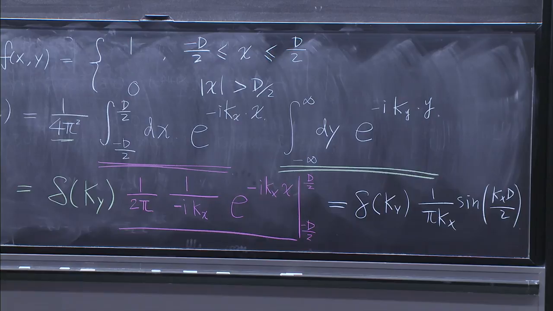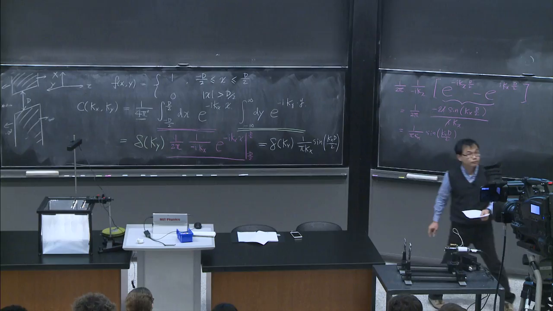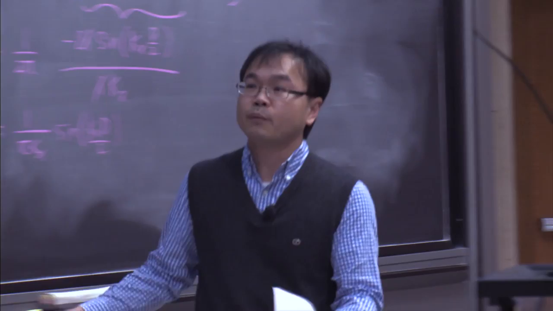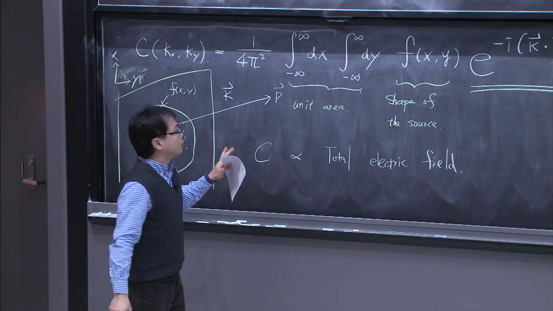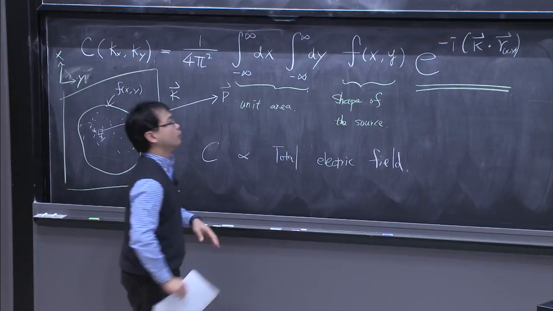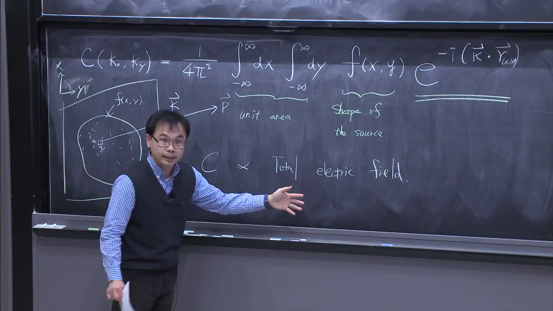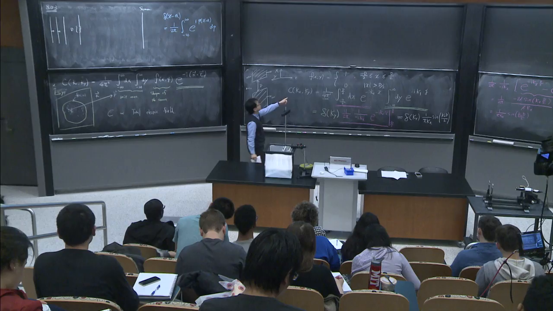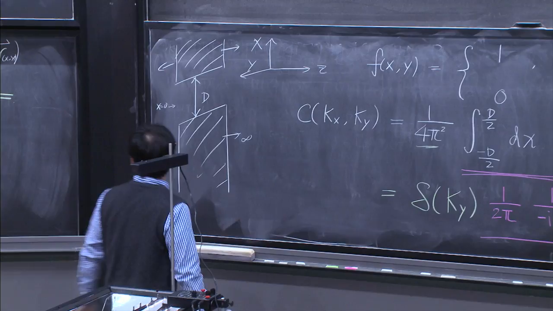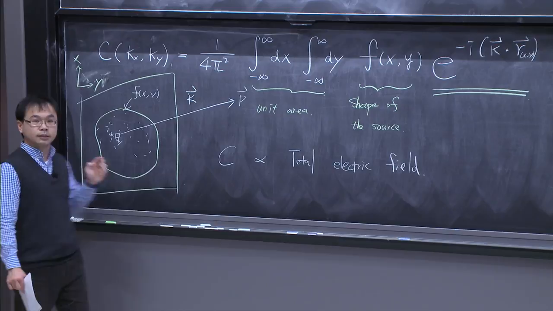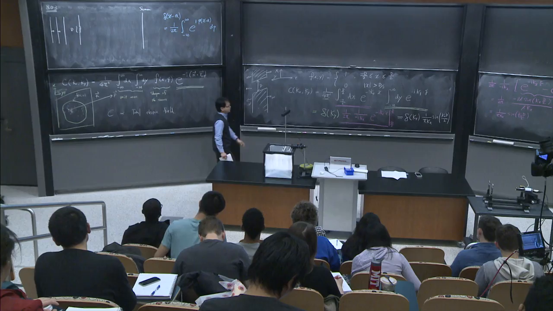Am I going too fast? Everybody is following? OK. So I hope this mathematics is straightforward enough. And don't forget what we're doing. So what we are doing is the following. We have this two-dimensional Fourier transform. And the goal is to sum over all the waves coming from a shape defined by the f function. And I'm going to evaluate the c function, and the c function is proportional to the total electric field. All right? C is a function of kx and ky. Kx and ky give you the information about the direction, the relative position of the source and the observer p. All right?